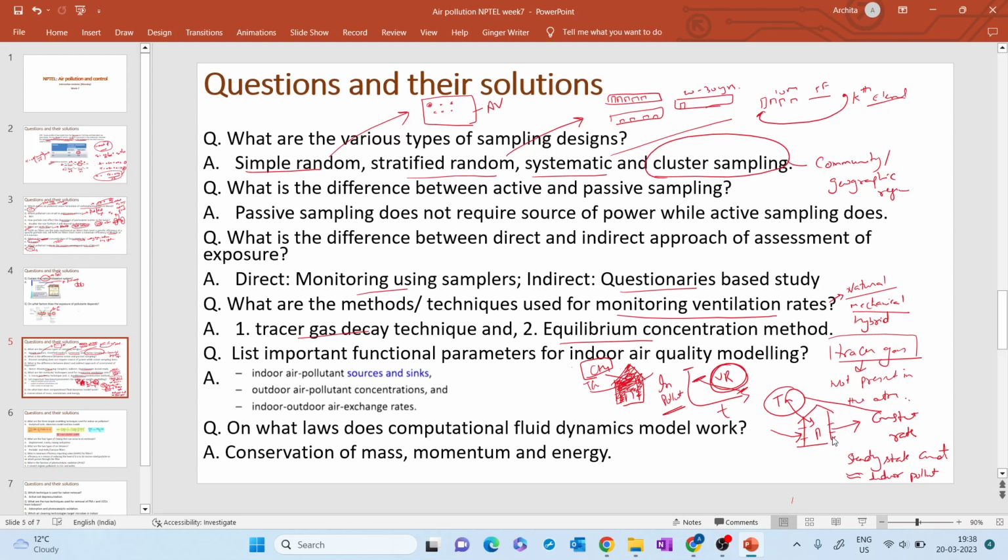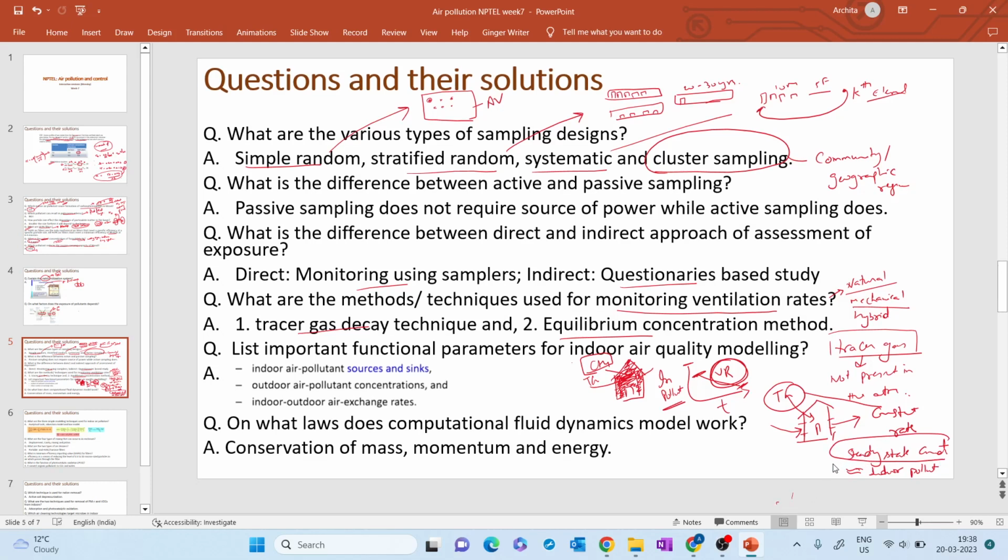Now the drawback is that in the equilibrium concentration method, it is very hard to reach a steady state condition. Let's say a particular room is entirely filled with indoor pollutants, and I am putting tracer gas into it. Then let's say after 5 liters or 10 liters, it reaches that steady state condition. So that is one of the drawbacks of equilibrium concentration.